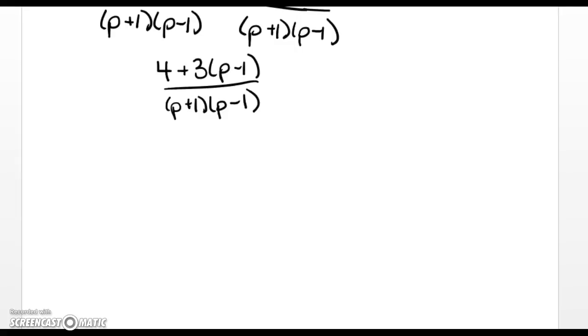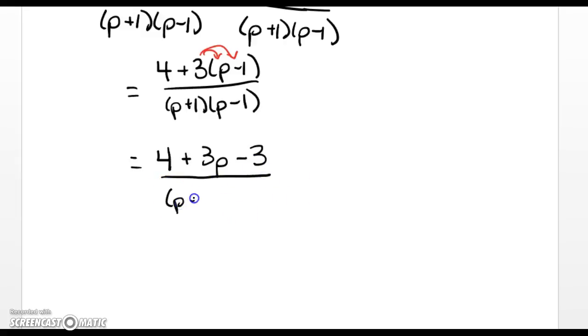Now that we've technically added our fractions, we need to make sure that this is in its simplest form. So we have to distribute this 3, or what I call shooting your arrows. You distribute that 3 inside your brackets and then see if you can collect any like terms. So you have 4 plus 3 times p is 3p, then 3 times negative 1 is negative 3. And then we'll just leave our denominator as it is, p plus 1 times p minus 1.